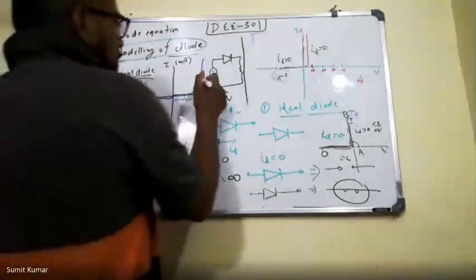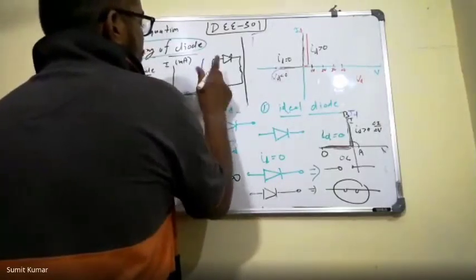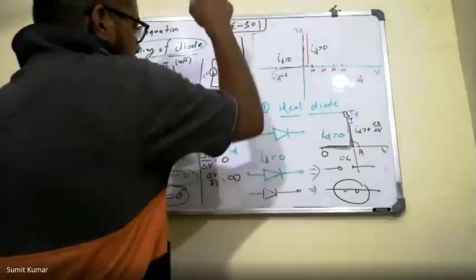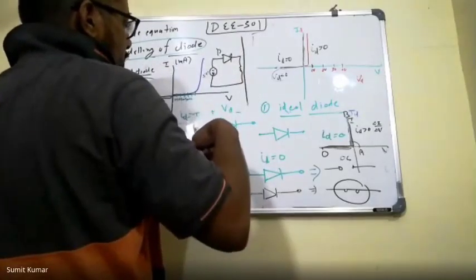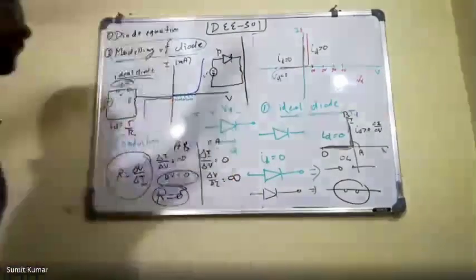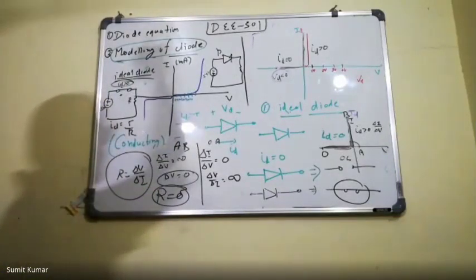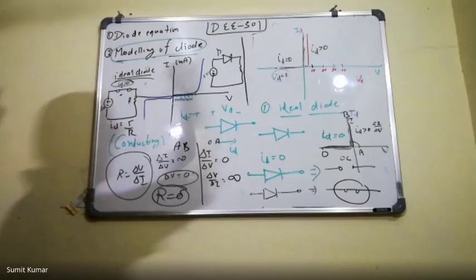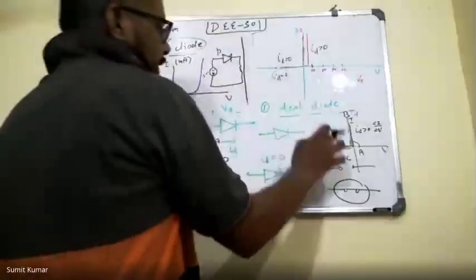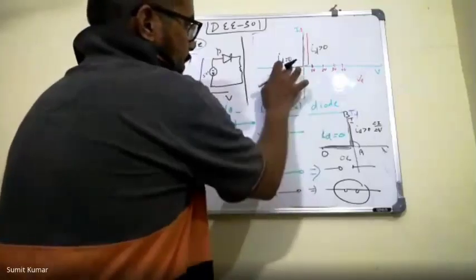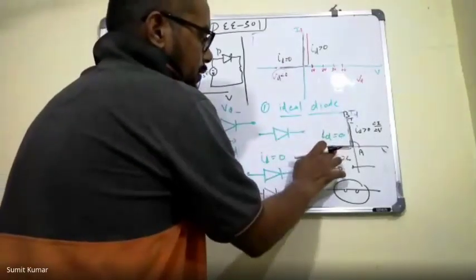One more example: when I have reversed the polarity, so that we have connected the negative with the P side, it will decrease the P side potential. Then definitely it will increase the level of the potential barrier, and the diode will be in reverse bias. In reverse bias, the ideal situation is this. Actually, this is the real situation, but I have modeled it as here.